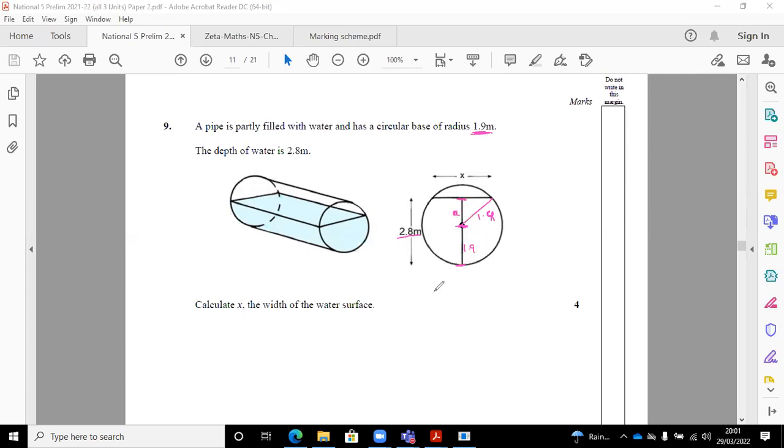So I'll call it A. So A, the length, equals 2.8 minus 1.9 to get 0.9 meters. Now you've got a right angle triangle, you've got the hypotenuse, and you've got one of the sides, and you're looking to find the missing side of that.